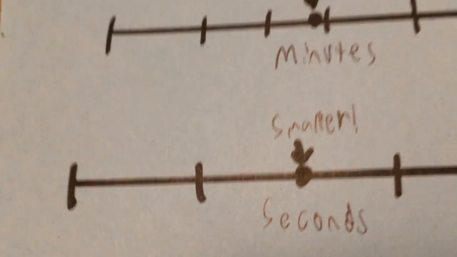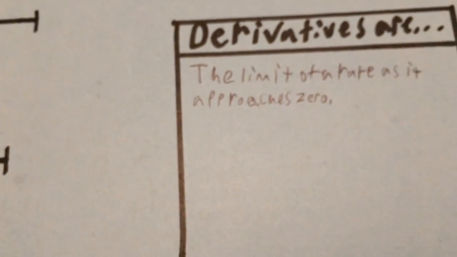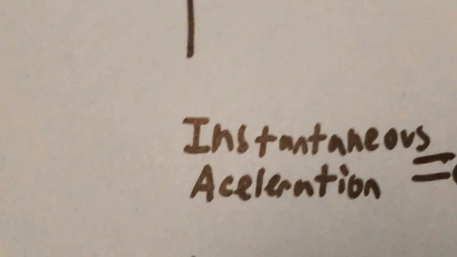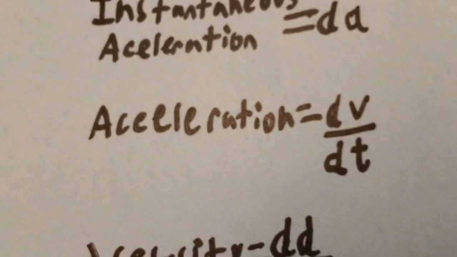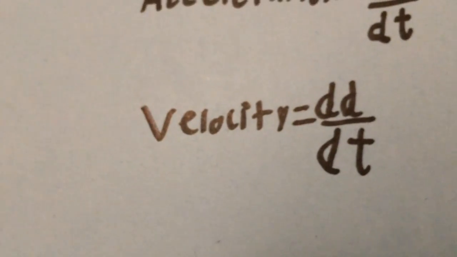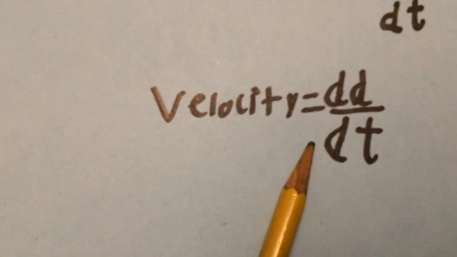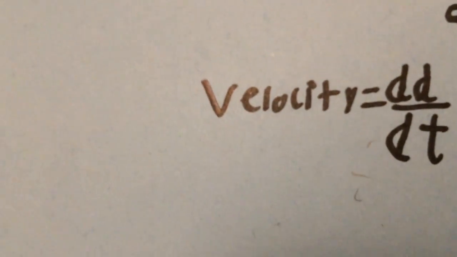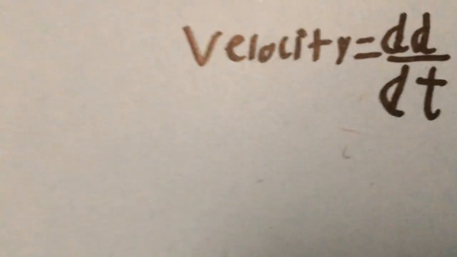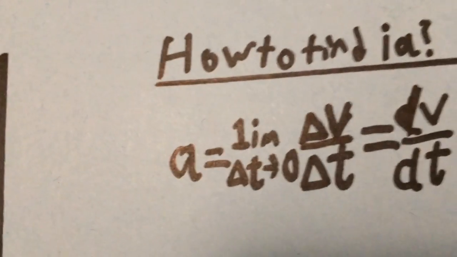Another thing we should understand is what a derivative is. Essentially, a derivative is the limit of a rate as it approaches zero. For example, instantaneous acceleration is just the derivative of acceleration, which itself is the derivative of velocity in time. And if you want to take it one step further, you could say that velocity is the derivative of time and displacement. Anyways, now that we have all that out of the way, here's how to calculate instantaneous acceleration.